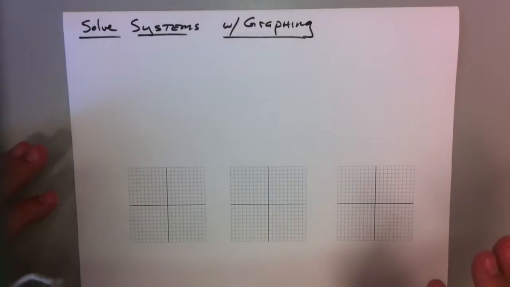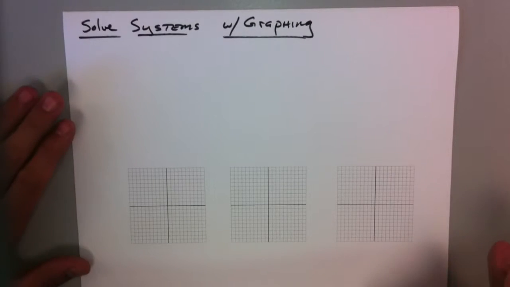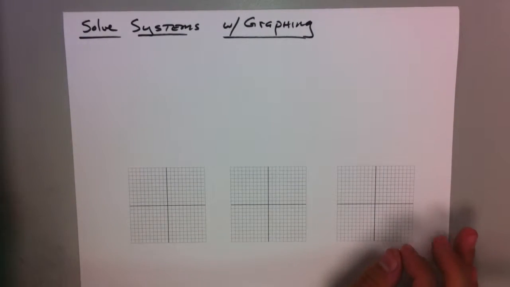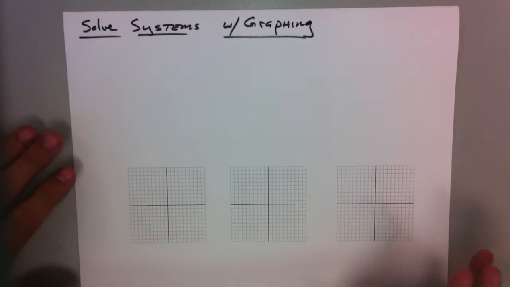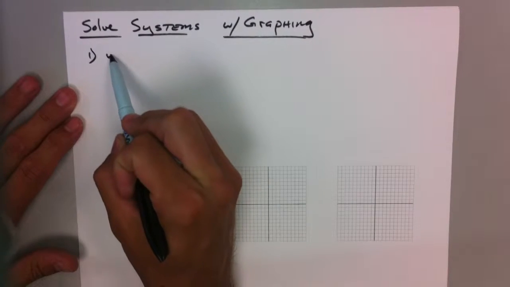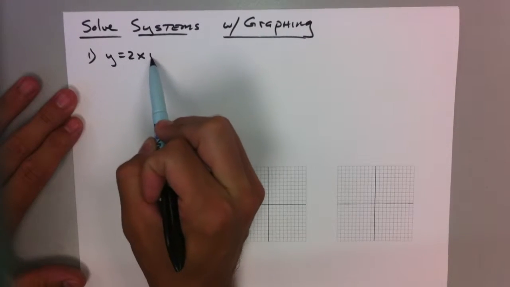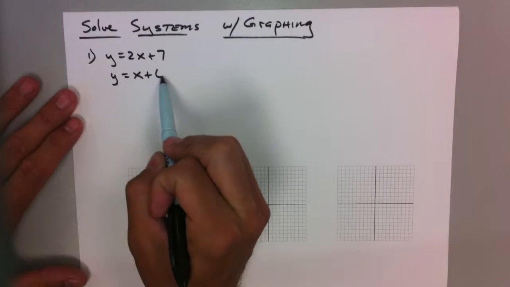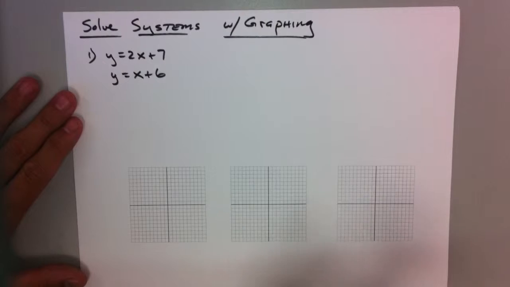All right, today we're going to talk about solving systems with graphing. Okay, so I guess the first question is, what's a system? Well, a system is simply two or more equations that have, hopefully, something in common. For instance, let me write one up here. y equals 2x plus 7, and y equals x plus 6. Okay, so really that's all a system is, just a couple of equations.